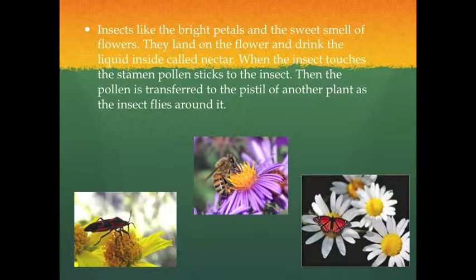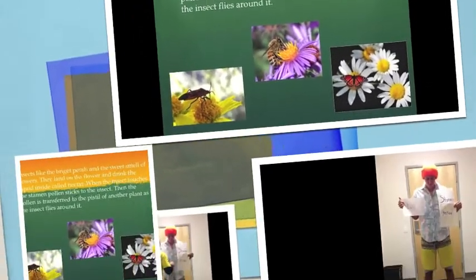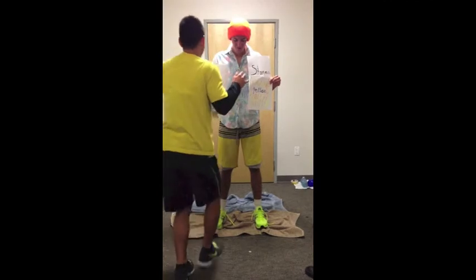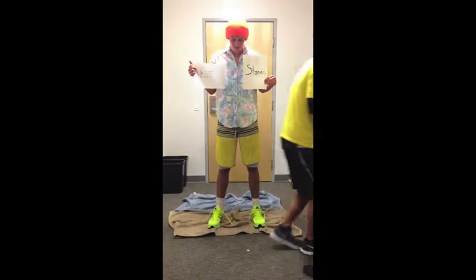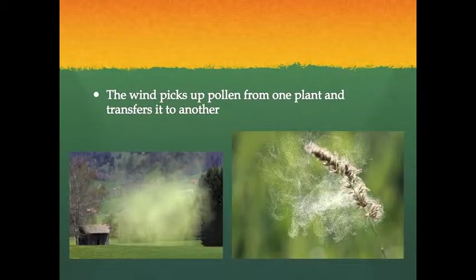Insects like the bright petals and sweet smell of flowers. They land on the flower and drink the liquid inside called nectar. When the insect touches the stamen, pollen sticks to the insect. Then the pollen is transferred to the pistil of another plant as the insect flies around it. The wind picks up pollen from one plant and transfers it to another.